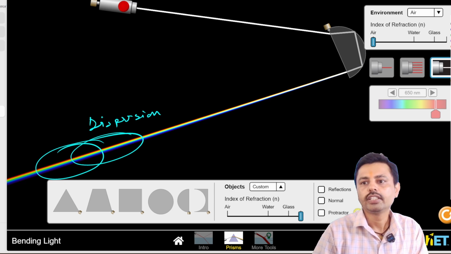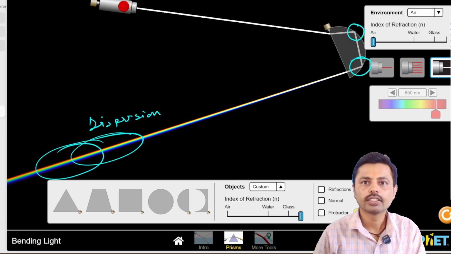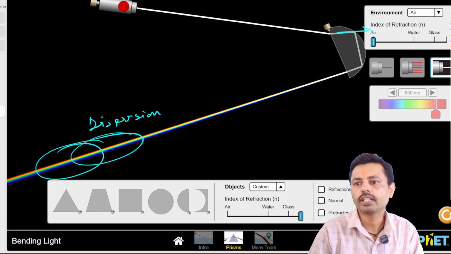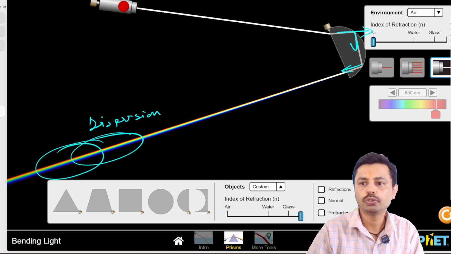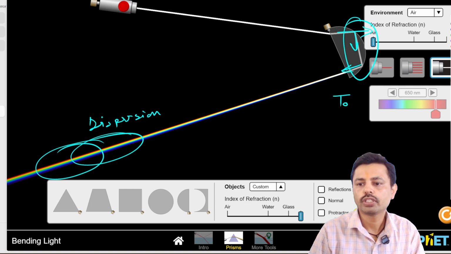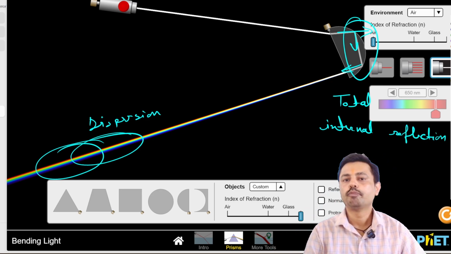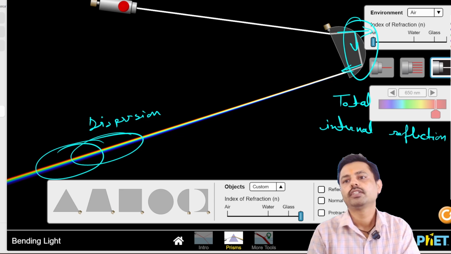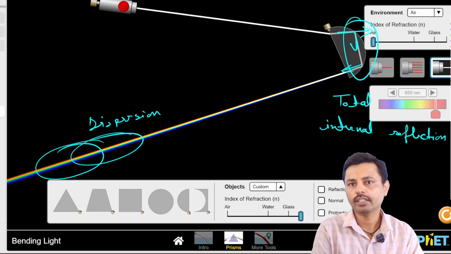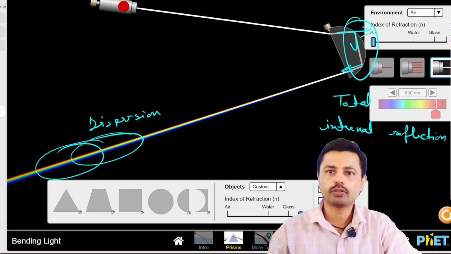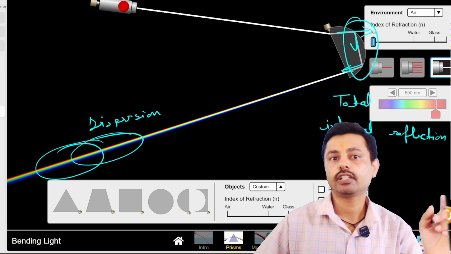But here there is one more phenomenon. Can you guess what it is? It's total internal reflection. The light is not getting outside. It is getting reflected inside. Due to these two phenomena, total internal reflection is also asked in exams many times. So when light bends so much due to a steep angle that it doesn't go to the other medium but reflects back into the same medium, it's called total internal reflection.